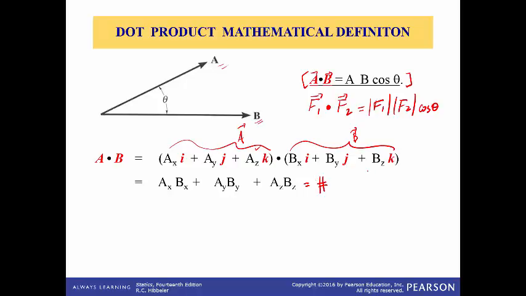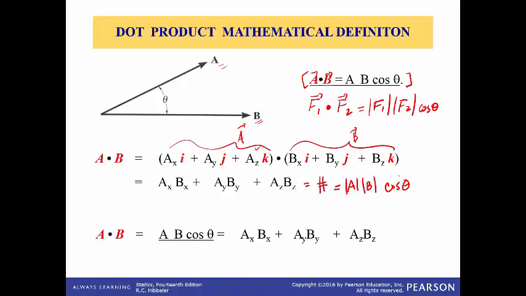And this number that you obtain here also equals the magnitude of A times the magnitude of B times cosine of theta. So this is the mathematical formulation, this is what I just said. So mathematically, that's it.